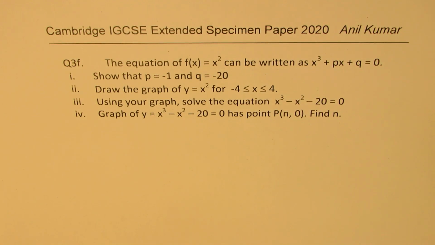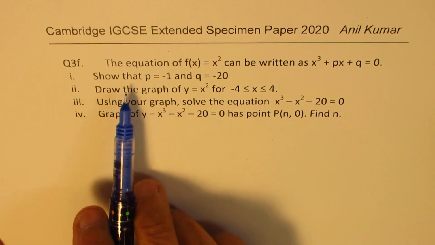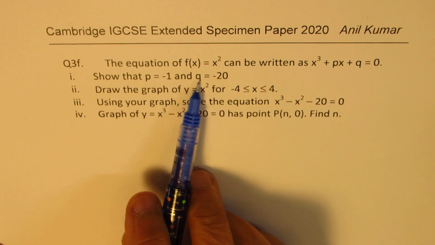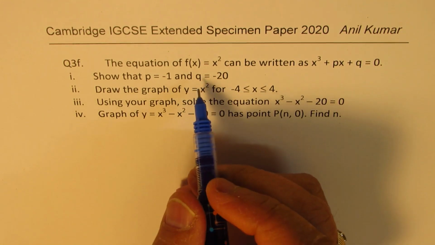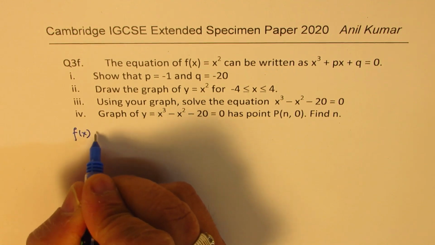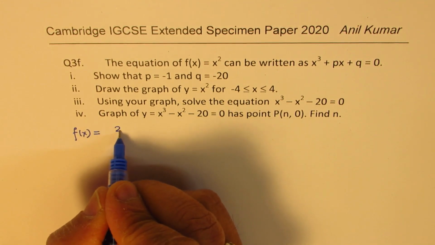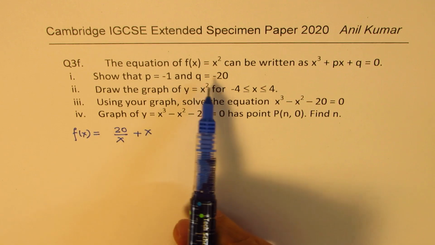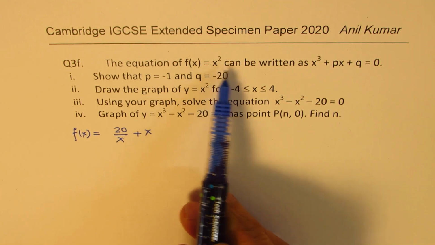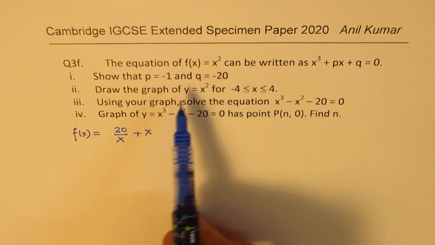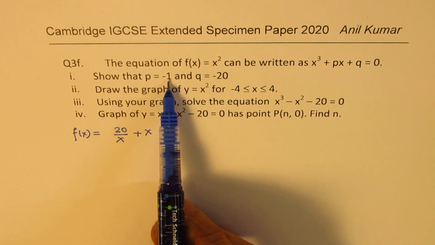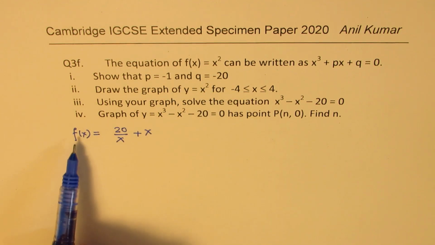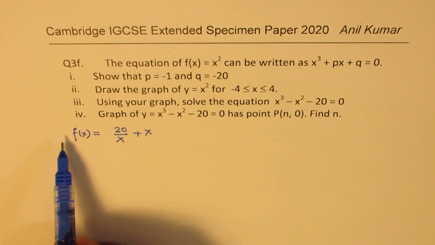The equation f of x equals x squared can be written as x cubed plus px plus q equals 0. Show that p equals -1 and q equals -20. Now, what are we given? We are actually given the equation of f of x as equal to 20 over x plus x, correct? Now, when we are saying that f of x is equal to x squared can be written as this, right? Then the value of p should be -1 and q should be -20.